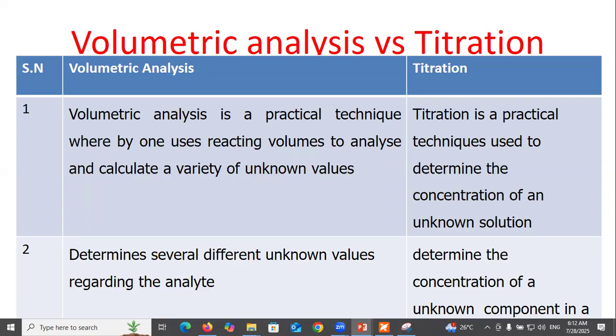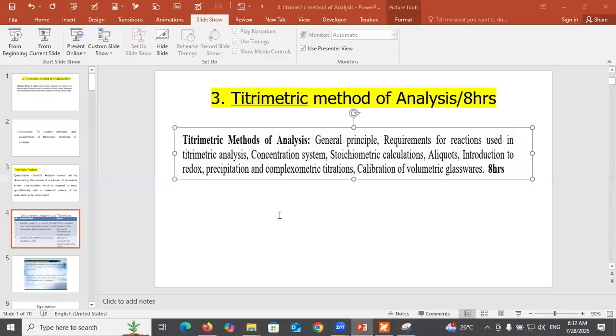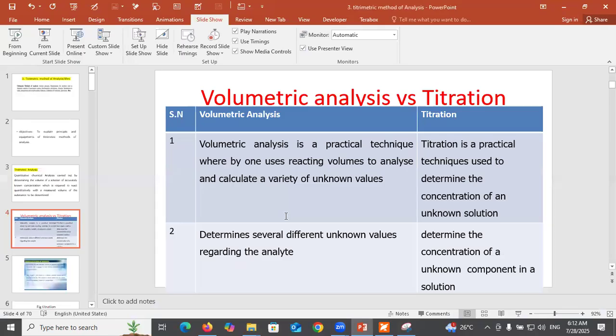Volumetric analysis determines several different unknown values regarding the analyte. Titration determines the concentration of an unknown component in a solution.